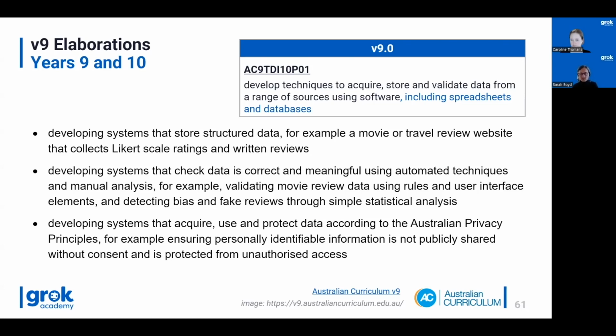The third elaboration is developing systems that acquire, use, and protect data according to Australian privacy principles. For example, ensuring personally identifiable information is not publicly shared without consent and is protected from unauthorized access. So this ties in well with the privacy and security content descriptions.